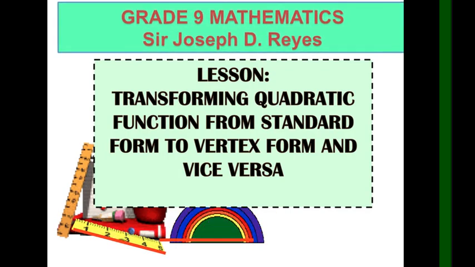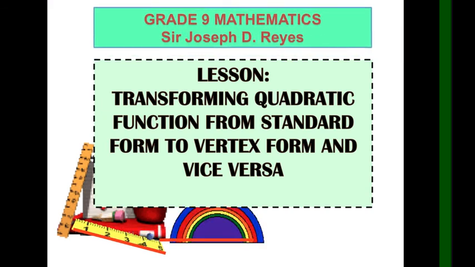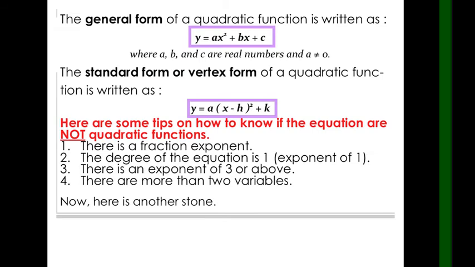Good day everyone. Our topic for today is all about transforming quadratic functions from standard form to vertex form and vice versa. In general, the general form of a quadratic function is written as y equals ax squared plus bx plus c, where a, b, and c are real numbers and a is not equal to 0. The vertex form of a quadratic function is written as y equals a quantity x minus h squared plus k.